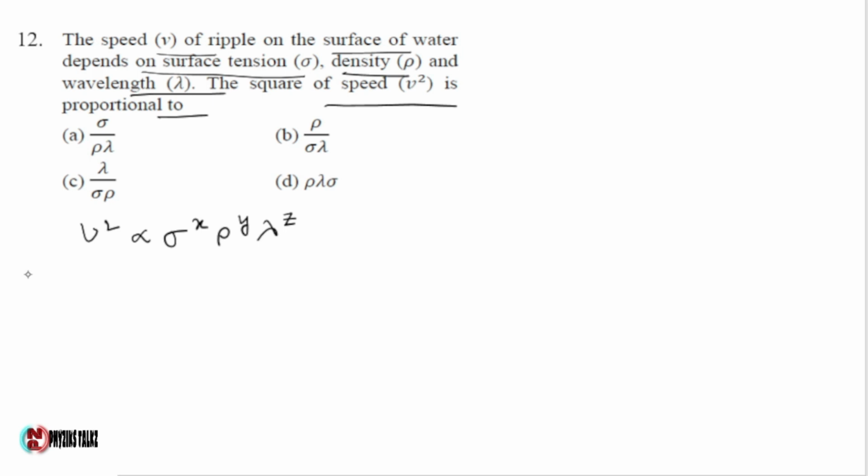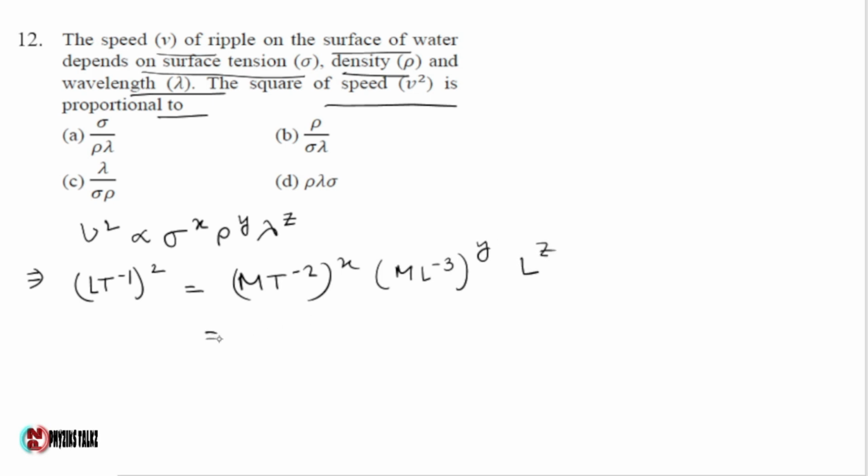Now if we put in all the dimensional formulas, we get (LT^-1)^2 equals surface tension, which has the dimension MT^-2, to the power x, rho has the dimensional formula ML^-3 to the power y, and lambda has the dimension L to the power z. This gives M to the power x plus y, L to the power minus 3y plus z, and T to the power minus 2x. The left hand side is given by M^0 L^2 T^-2.